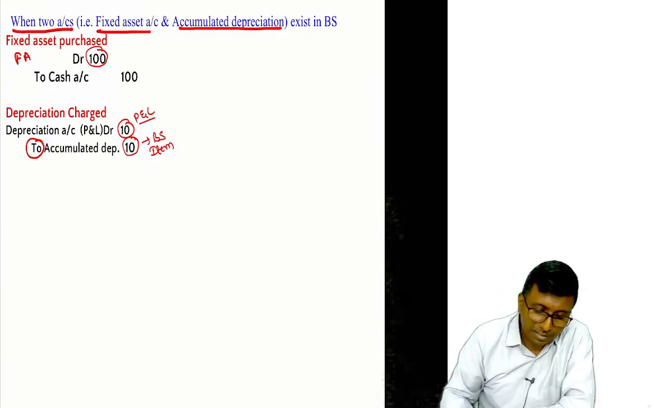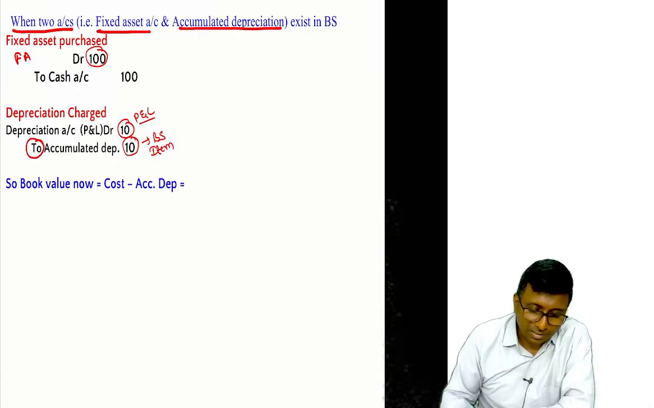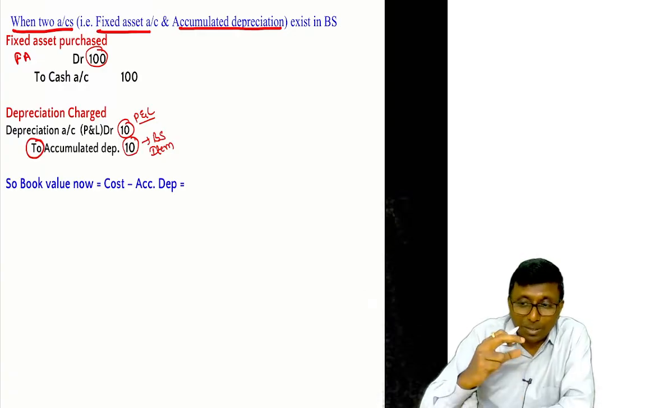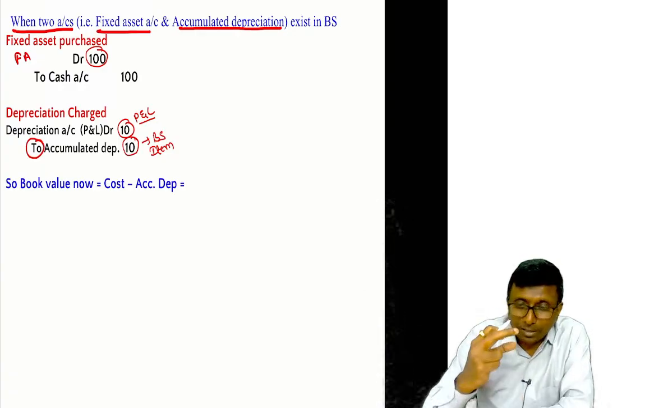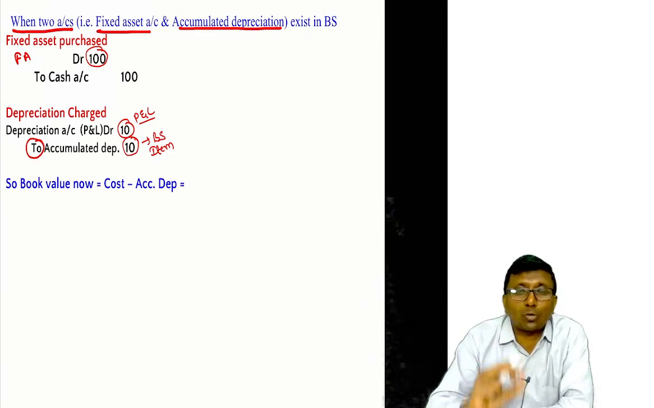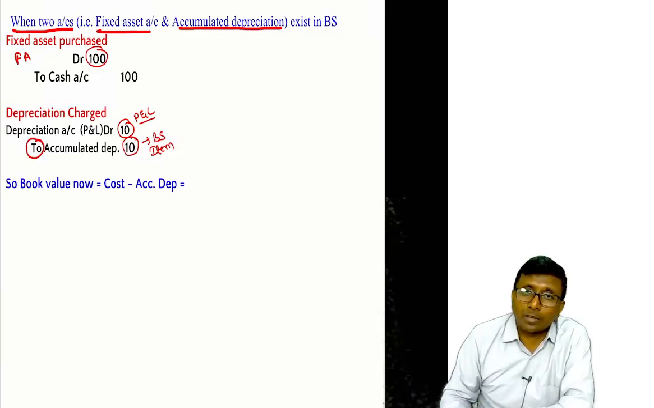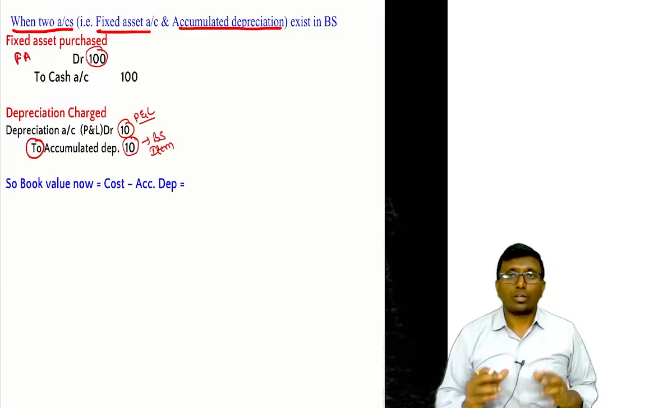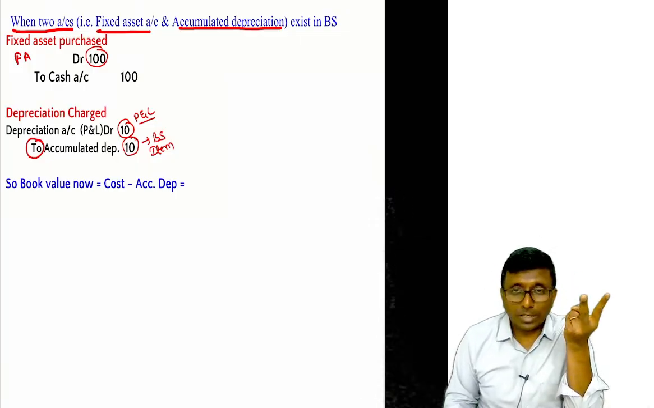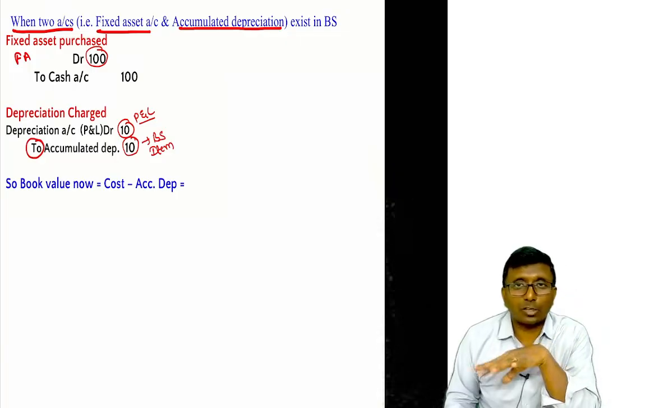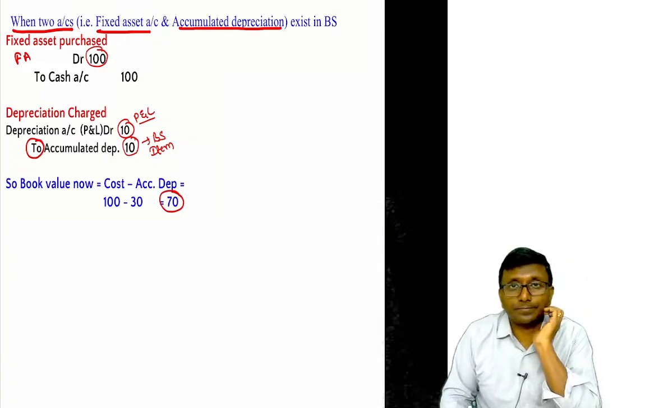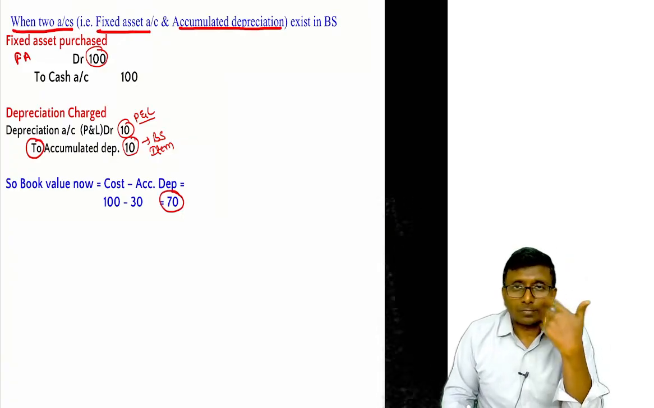Now, sir, what is the book value? Listen. Book value means not just the fixed asset, because we are maintaining two ledger accounts. Whenever there are two ledger accounts, you have to say fixed asset minus accumulated depreciation. That is the book value. Club it: cost minus accumulated depreciation. That number, 70, is the only one supposed to be given. Hope you got it.